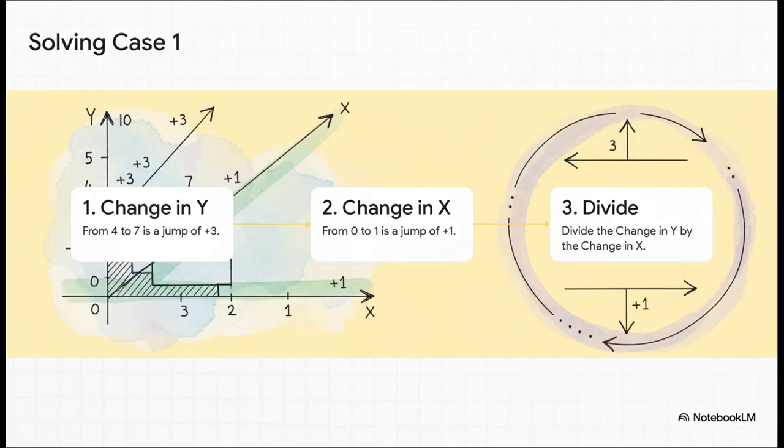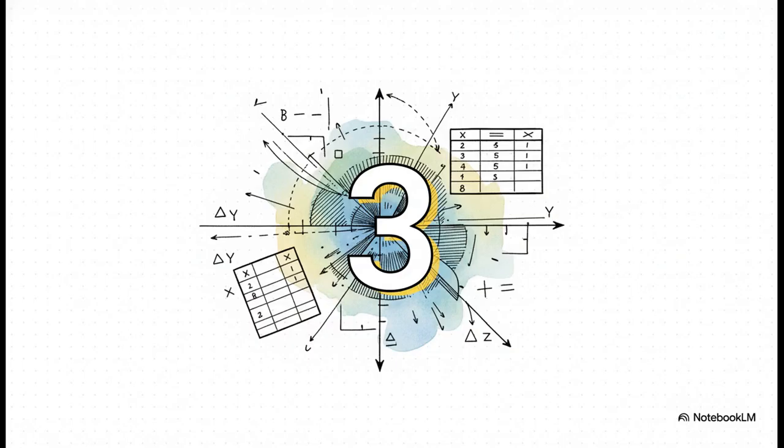So let's apply our steps. First, the change in y. As we go from 4 to 7, that's a jump of +3. Easy enough. Next, the change in x. As we go from 0 to 1, that's a jump of +1. And the final step? You know it. We divide. So, with a change in y of 3 and a change in x of 1, our formula tells us the slope is just 3 divided by 1, which, of course, gives us a final answer of 3.